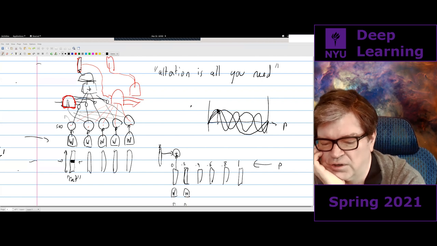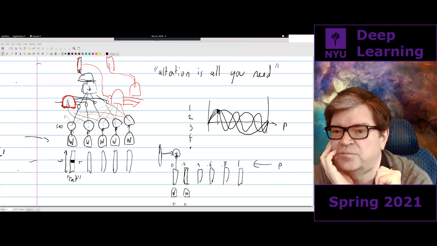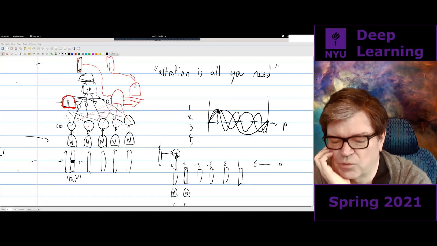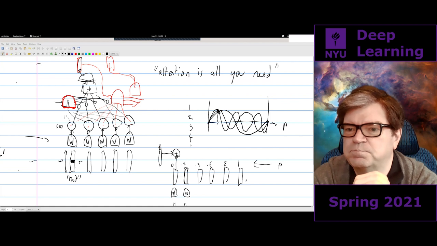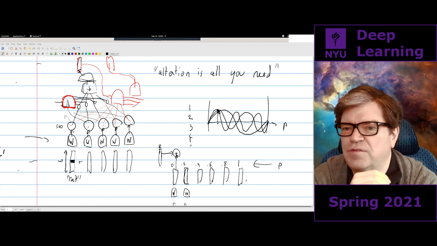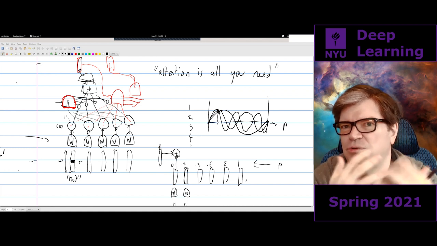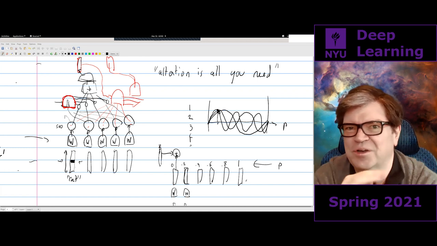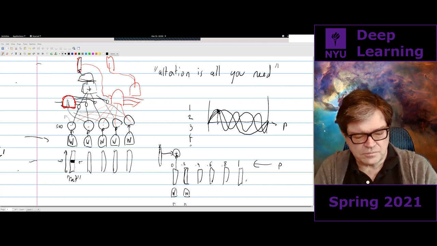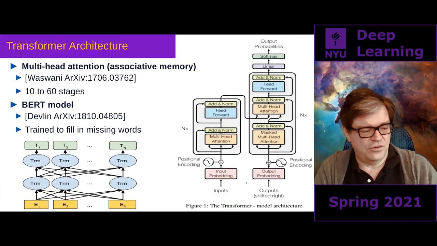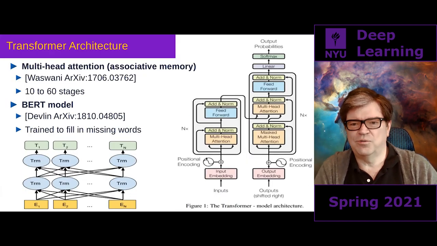Those sinusoids are of frequency 1, 2, 3, 4, etc., all the way up to whatever is required to encode accurately all of those things. And so that gives a vector that basically encodes the position in a continuous, differentiable way, if you want. So that's this positional encoding thing, and this is why there is a little sinusoid in it.